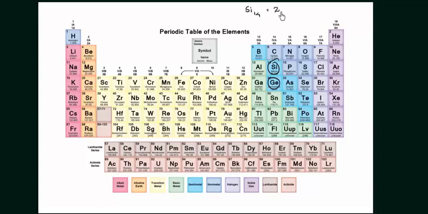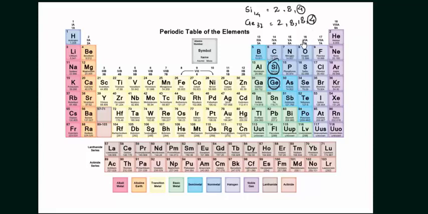So we have 2 electrons in the first orbit. Then we have 8 electrons, so 2 plus 8 is 10, and finally we have 4 electrons. So you can see 4 electrons are there in the outermost orbit, whereas in case of germanium we have 32 electrons. Let's have 2 electrons in the first orbit, then 8, then 18, and then 4. So germanium is also having 4 electrons in its outermost orbit.